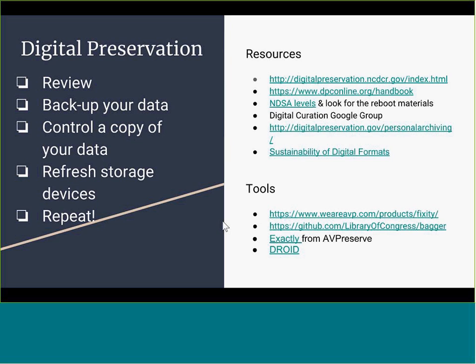An alternative to Bagger that's also useful is called Fixity. It's all linked on this slide, and that's from AV Preserve. And as I mentioned, Droid will create checksums but does not validate them; these tools do that functionality. Another thing I mentioned under reviewing files is just keeping description up to date. As we've mentioned, description is actually a really important part of digital preservation because it helps us to know what we have, why it's important, why we kept it, why we're preserving it. So it's an important component.